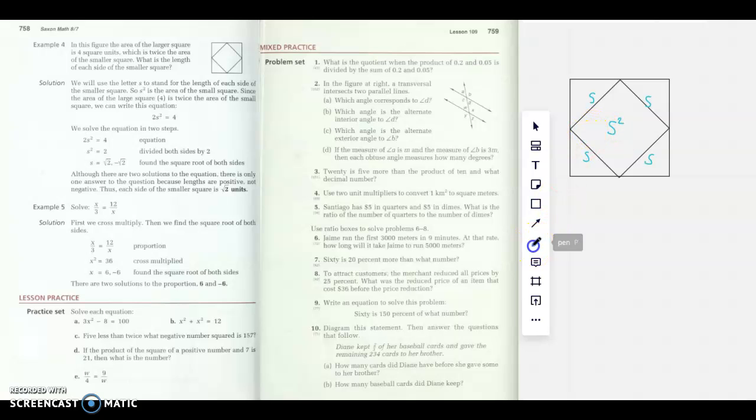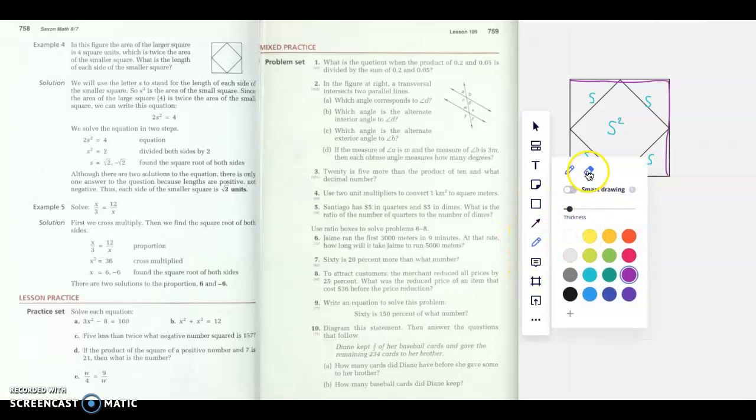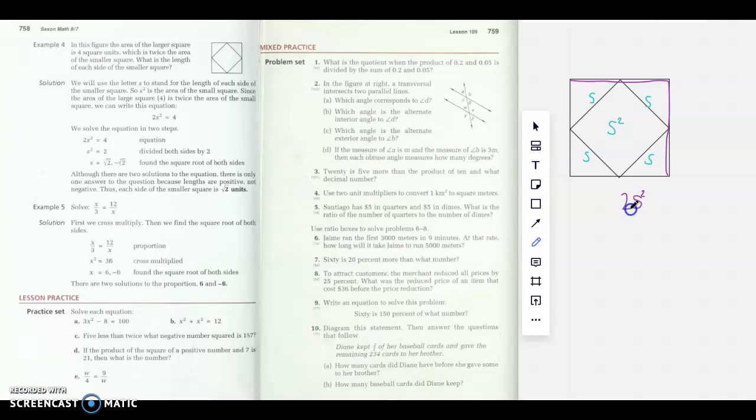We also know that the larger square's area is 4 square units, the area of the smaller square times... my bad, hold on. It was 2 times, not 4 times. 2 times the square. There you go. We know that the total area is 4 square units. That's what I need to say.